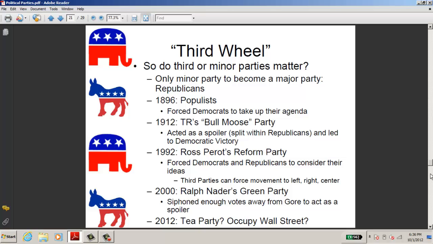Ralph Nader siphoned enough votes away from Gore to act as a spoiler, especially in the state of Florida. And then in 2012, what do we see? Do we see a third party? Certainly there was talk that the Tea Party might actually become a third party. But I think if we look at what's happened, the Tea Party has exercised influence from the inside by dragging the Republican Party further to the right.